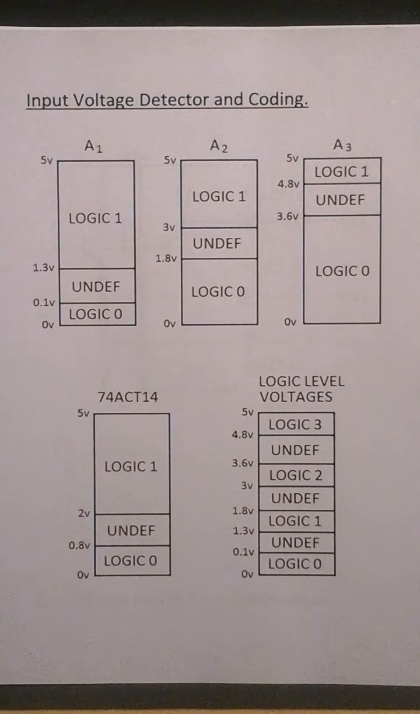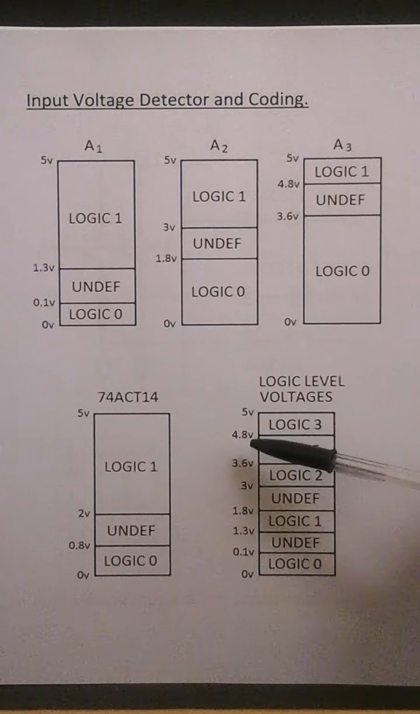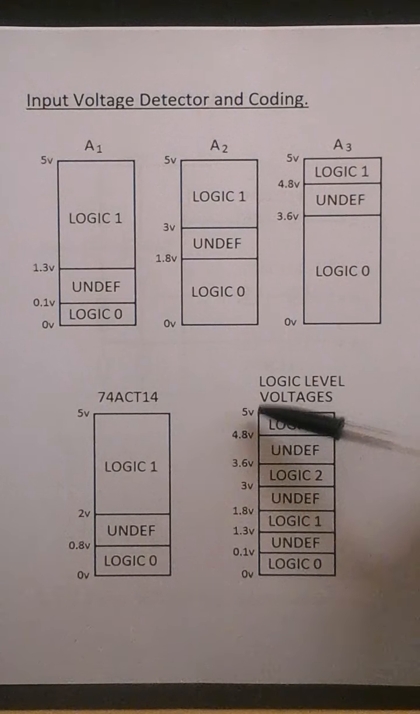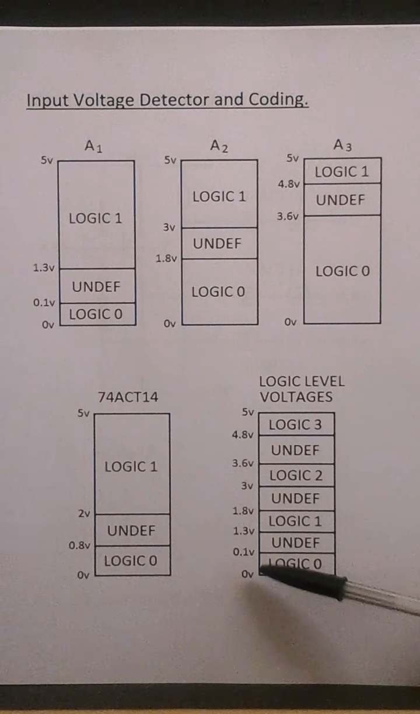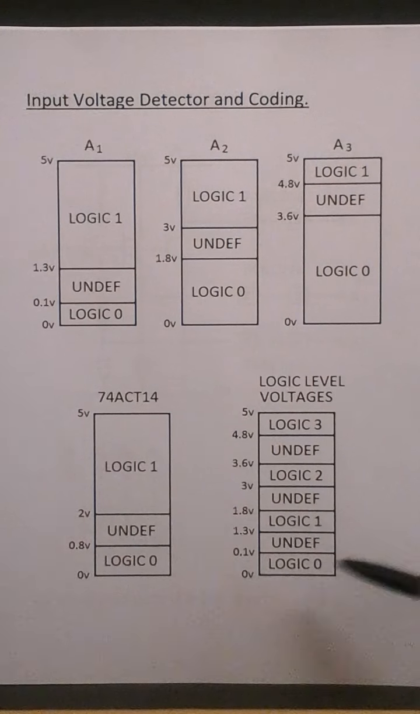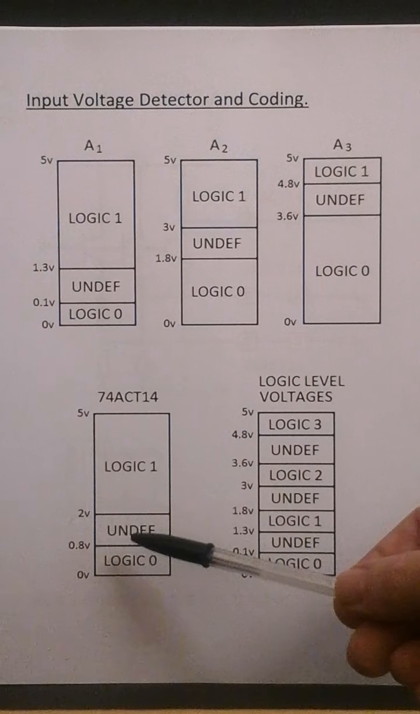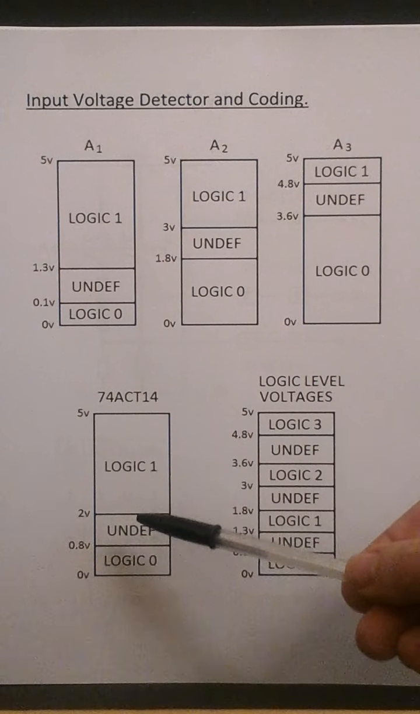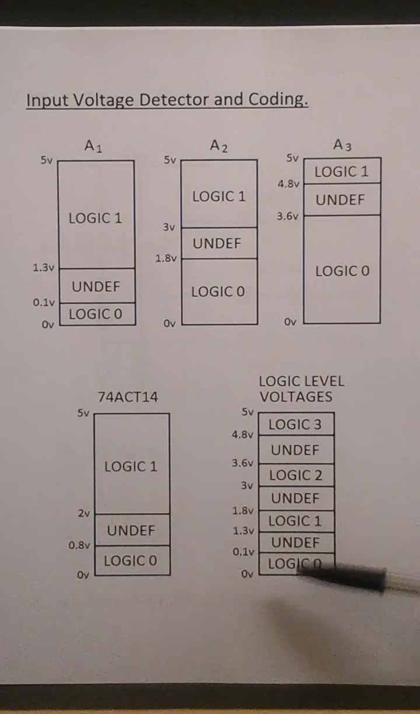Right, so for a logic 3, there's only about 0.2 volts of voltage range, and 0.1 volts of range for logic 0, which is a little bit naughty, but these undefined regions are the maximum, and in practice they're less than that, so you can get away with it, it still works.